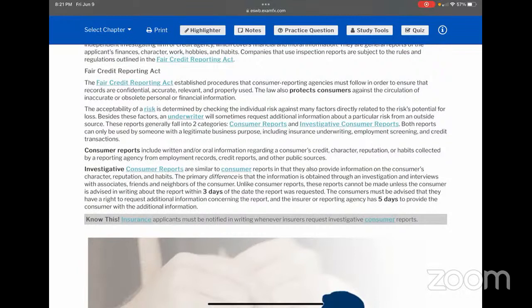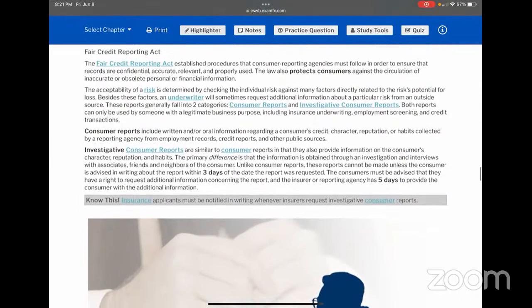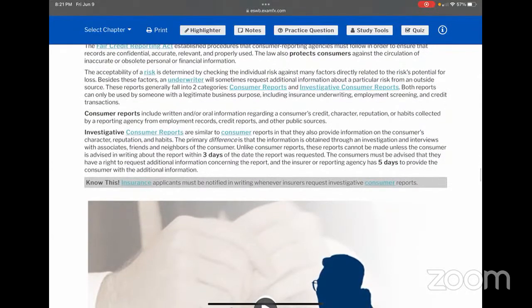The acceptability of a risk is determined by checking the individual risk against many factors directly related to the risk potential for loss. Besides these factors, an underwriter will sometimes request additional information about a particular risk from an outside source. These reports generally fall into two categories: consumer reports and investigative consumer reports.